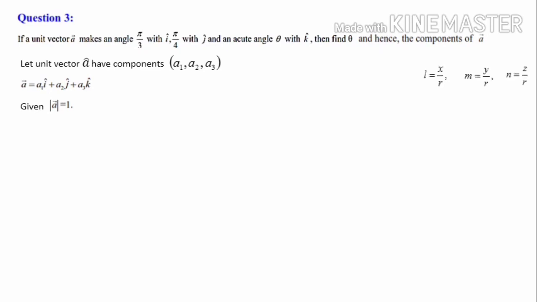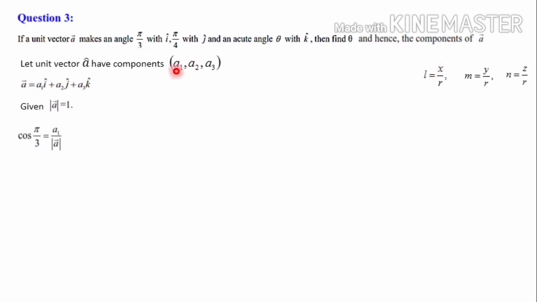So we have already learned l is equal to x by r, m is equal to y by r, and n is equal to z by r. l, m and n are the direction cosines. l means cos theta, m means cos beta, and n is cos gamma. We have already learned this one. By using that formula, l is equal to x by r, that is cos theta. The first one is theta is pi by 3. So cos pi by 3 is equal to x by r. x means the x component and r is the modulus of that particular vector.